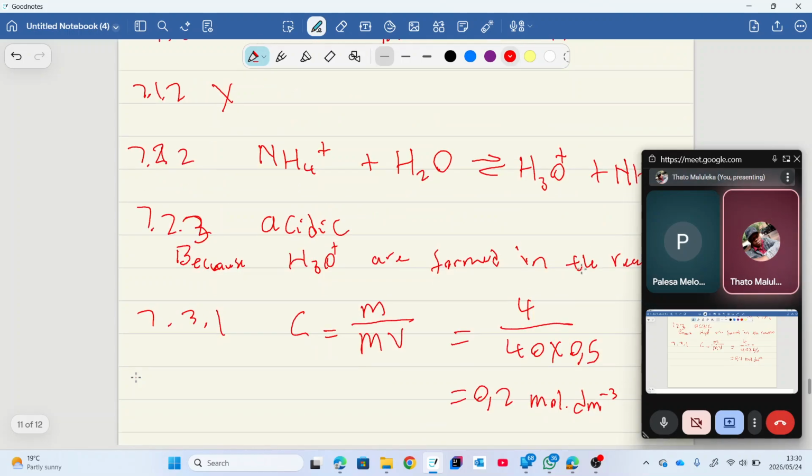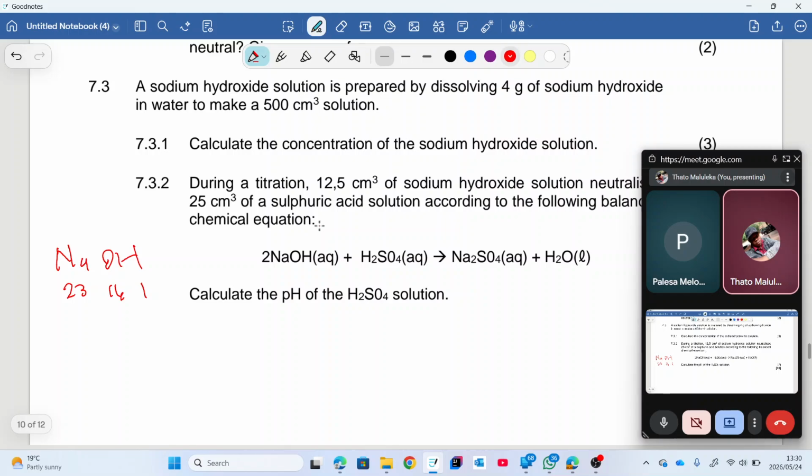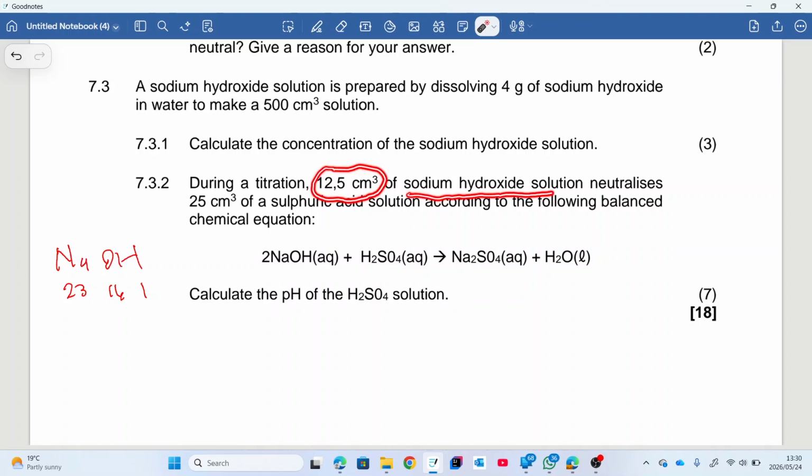Okay. Now that was the easy one, of course. Now, 7.3.2. During a titration, 12.5 cubic centimeters of sodium hydroxide solution neutralizes 25 cubic centimeters. So both these two values are volumes.